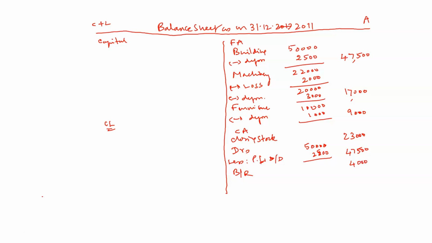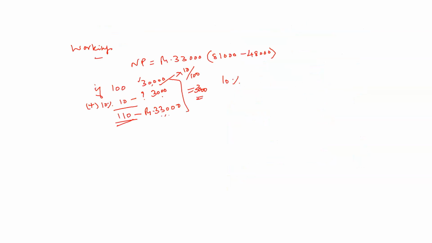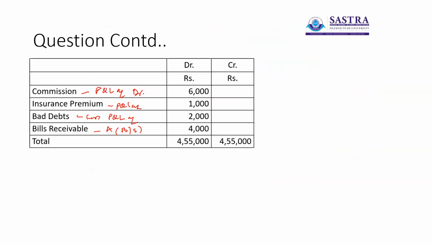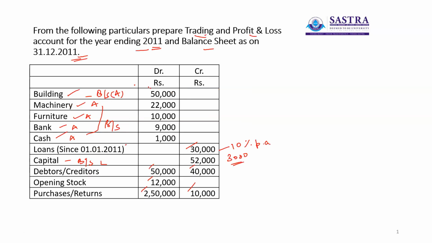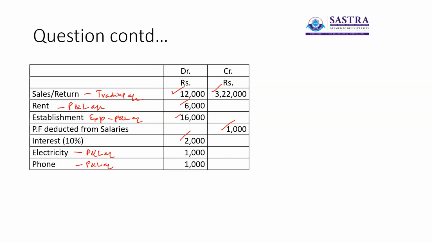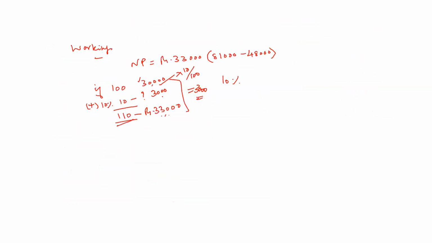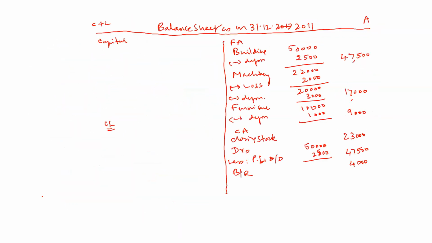And bank balance and cash balance. Balance as per bank $9,000, cash rupees 1,000. So cash and bank $10,000.